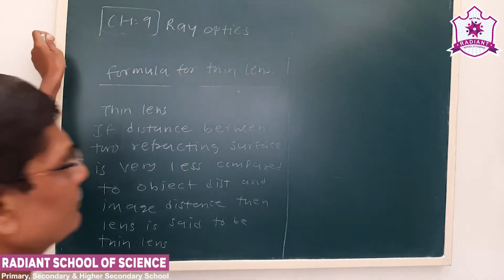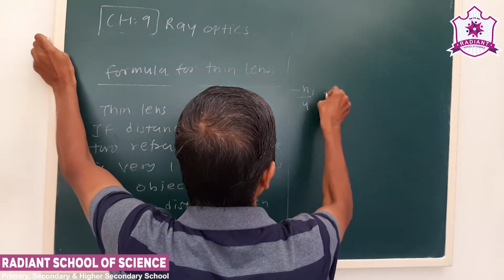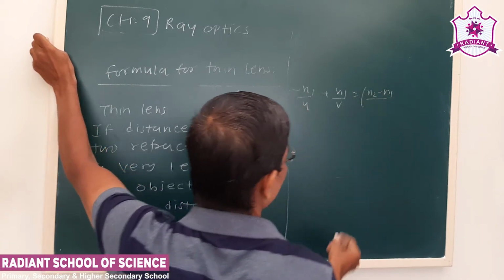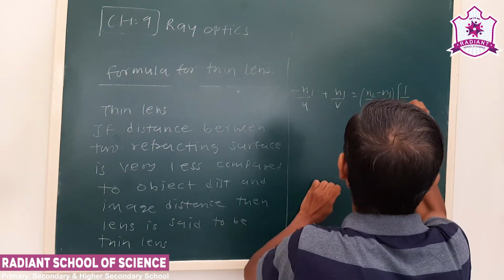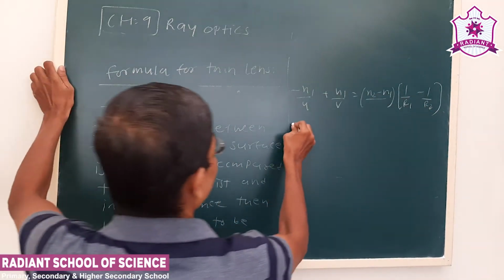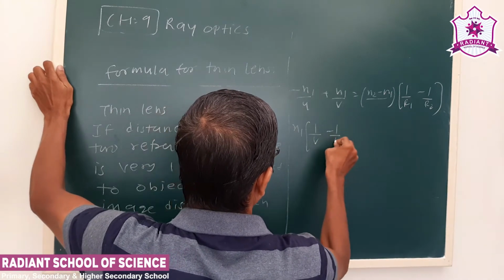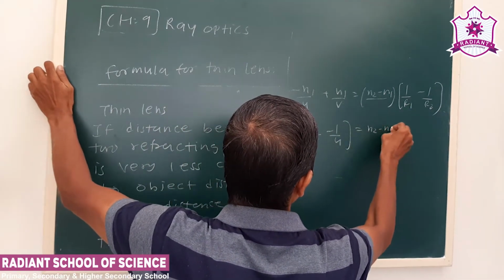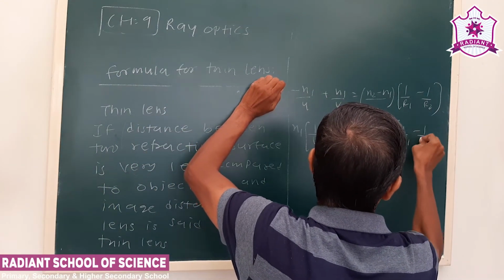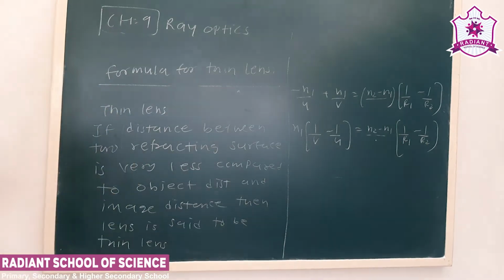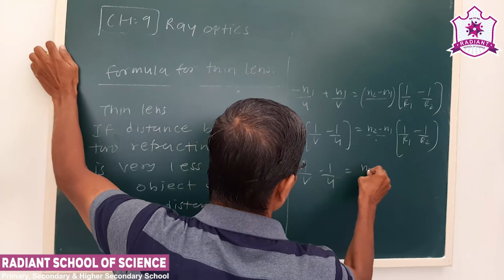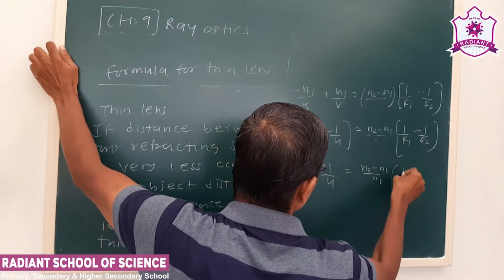Okay. Now we have derived minus n1 upon u plus n1 upon v is n2 minus n1, 1 upon r1 minus 1 upon r2. So 1 upon n1 we can take common, 1 upon v minus 1 upon u, n2 minus n1, 1 upon r1 minus 1 upon r2. Now this n1 I am taking in the denominator. 1 upon v minus 1 upon u is n2 minus n1 upon n1, 1 upon r1 minus 1 upon r2.